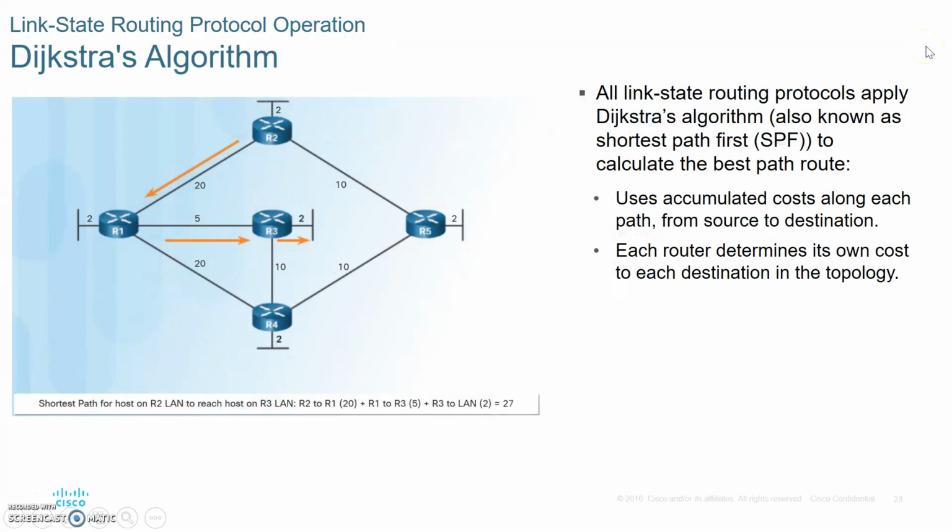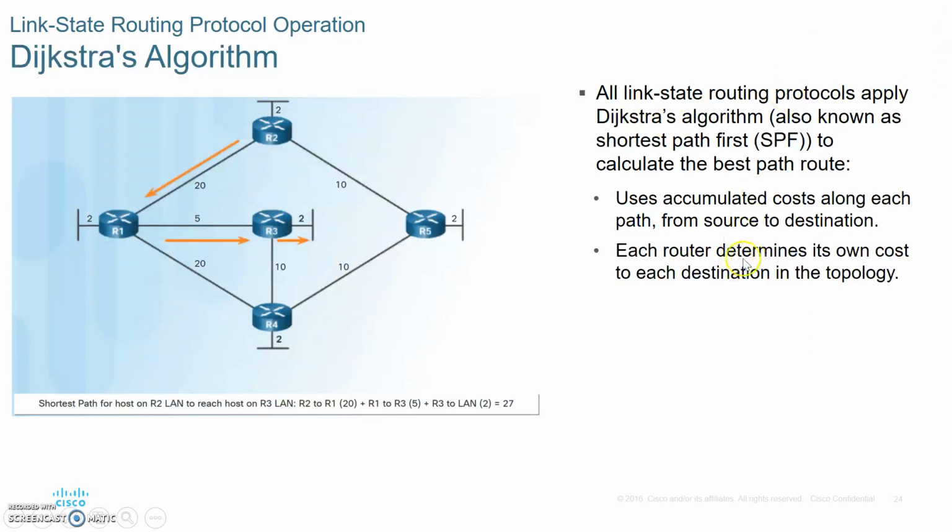So all the link state routing protocols will use this shortest path first algorithm, and this algorithm is used to calculate the best path. And how do they calculate the best path? They will use the cost. The one with the lowest cost will have the best path. And the cost is the accumulated cost along the path, from the source to the destination. For example, in this case for R2 to reach the destination network, the path will be 20 plus 5 plus 2, so a total of 27.